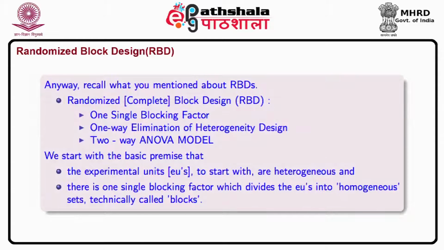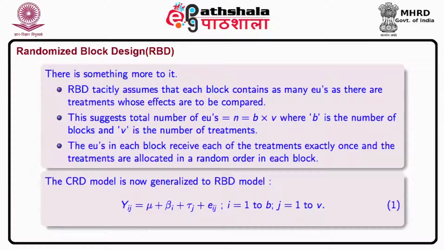And you recall what you mentioned about RBDs. You talked about randomized block design, one single blocking factor, one-way elimination of heterogeneity design, two-way ANOVA model. These are all synonyms. We start with the basic premise that the experimental units to start with are heterogeneous and that there is one single blocking factor which divides the experimental units into homogeneous sets, technically called blocks, right? Yes. And then there is something more to it.